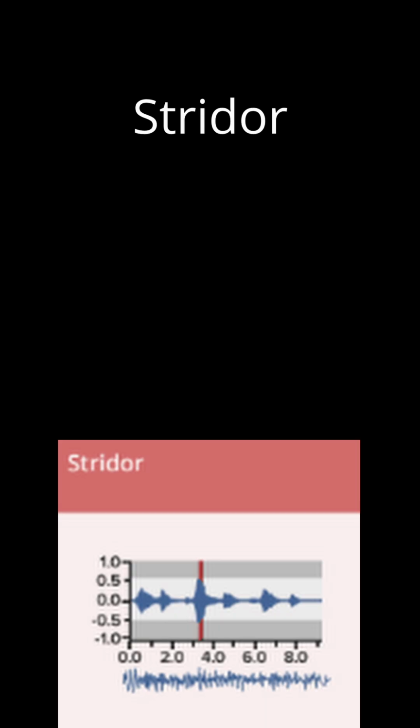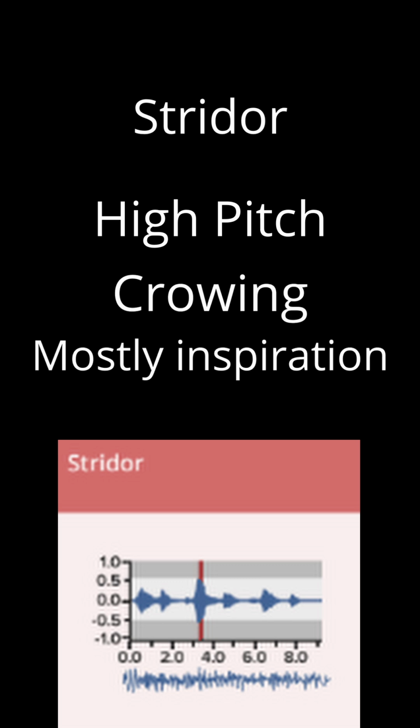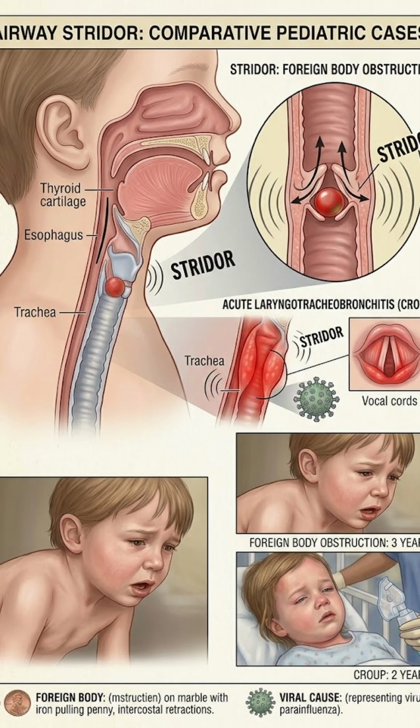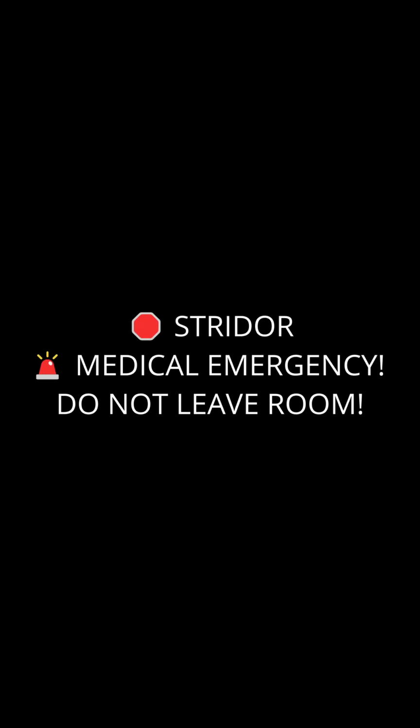Finally, stridor. This is a harsh, piercing, high-pitched crowing sound heard on inspiration or expiration. It's often so loud you can hear it without a stethoscope. This is a life-threatening medical emergency, meaning the upper airway is closing up from an obstruction or severe swelling. Do not leave the room. Call for immediate help.